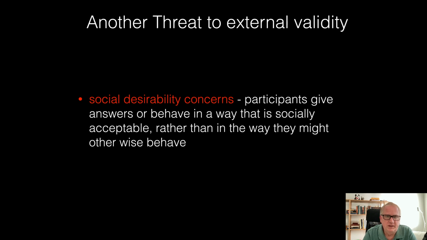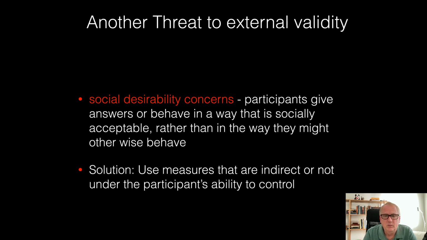Another threat related to all this external validity is what's called social desirability concerns. This is when participants give answers or behave in a way that's socially acceptable rather than in a way they might otherwise behave. So they're trying to please the experimenter. They want to look like they're a good person. So they go ahead and give answers that are socially acceptable. Like if you ask them about prejudice, they don't want anybody to think that they're prejudiced, so they give answers that don't look like they're prejudiced.